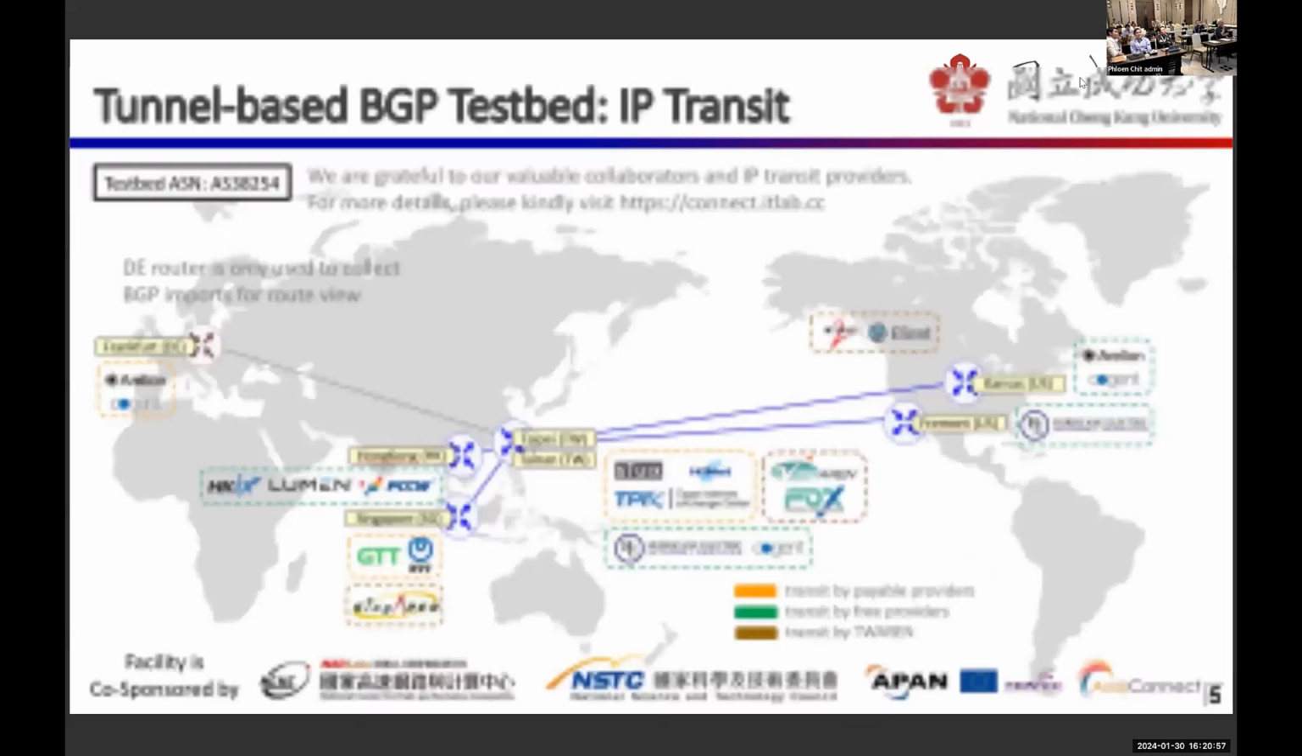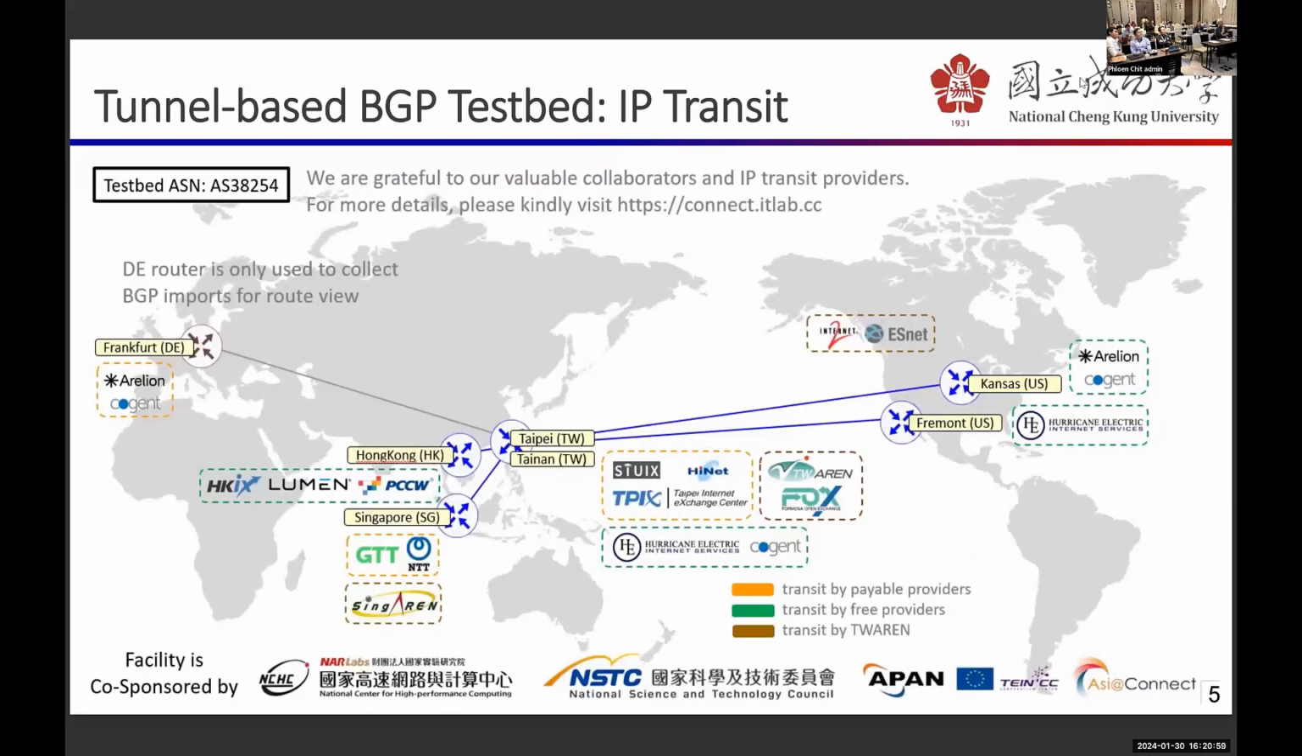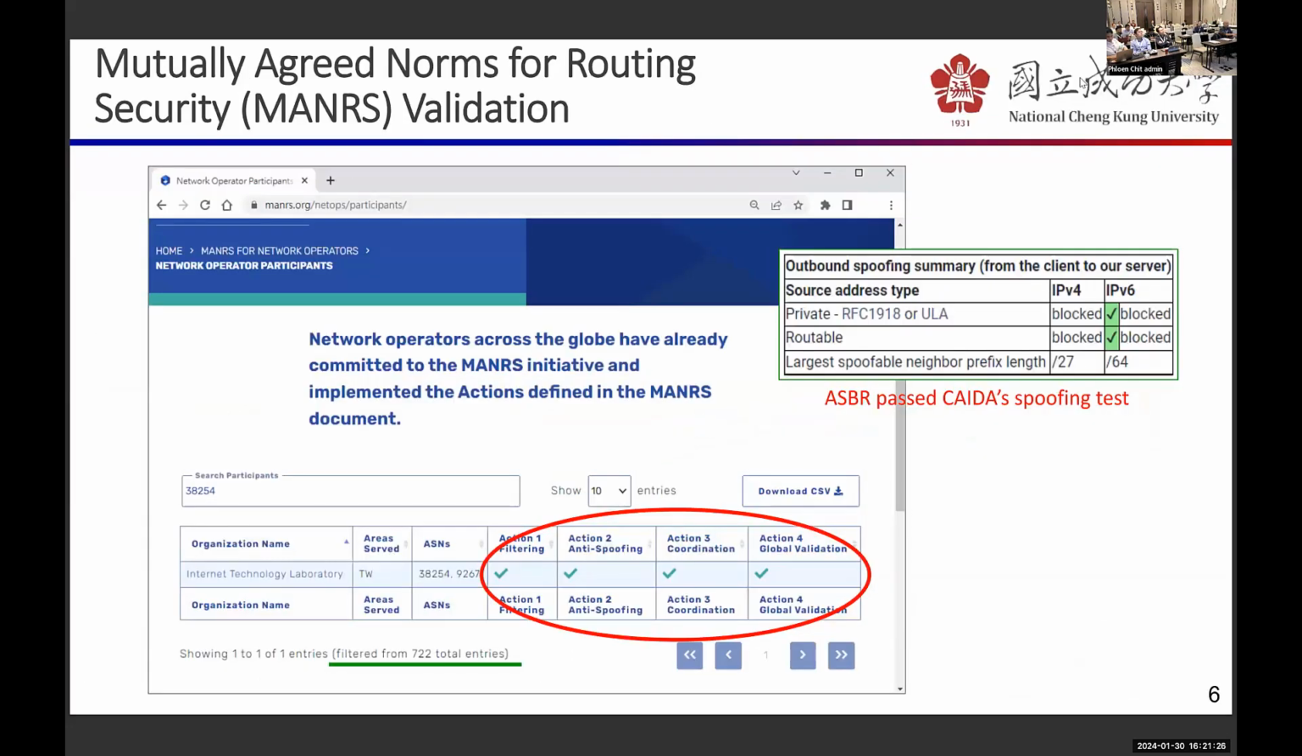When it comes to IP transit, we have three types of transit. The brown one is all transit by research networks, so we connect to RENs like SingAREN, Internet2, or others. The orange one is where we buy from some paid providers to transit our IP for us. And the green one is transit for free. You can check that.